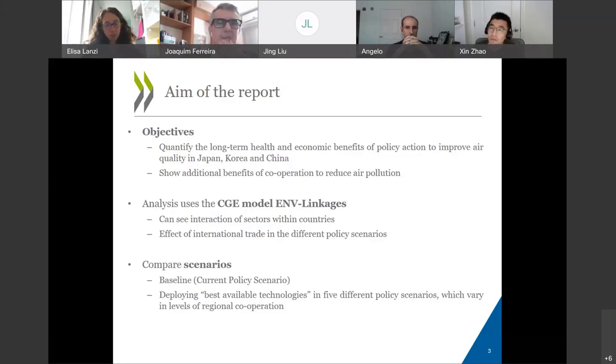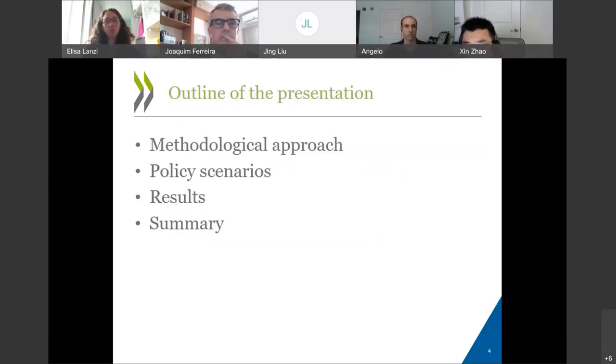countries deploy the best available technologies to reduce air pollution to achieve the maximum feasible reduction in air pollution. And with that used as a basis, we provide an overview of different policy scenarios with varying levels of regional cooperation within the area. The time horizon of the analysis is 2050, so as to provide a mid to long-term view. All right, so just a quick overview of the presentation. I'll start with explaining a bit about the methodology and then an overview of the policy scenarios, and then I'll show the main results and wrap up with a summary.